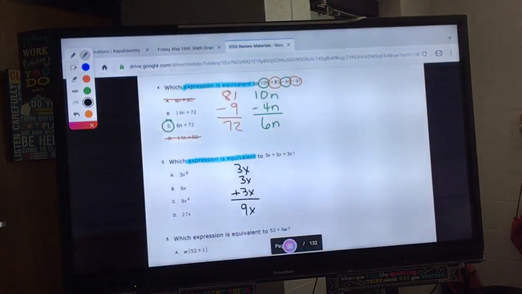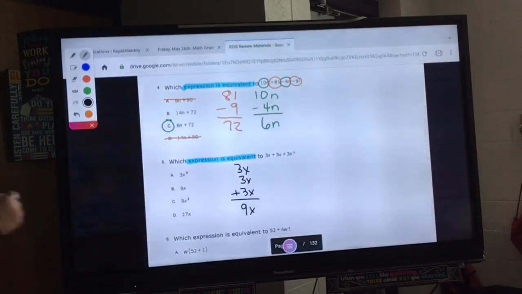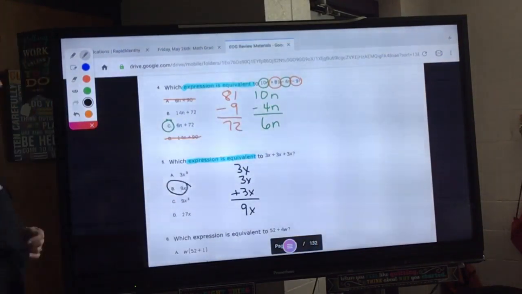So the answer to this one is just simply combining like terms by adding. So you're adding 3 plus 3 plus 3. So your answer to this one is 9. All right, go to number 6.